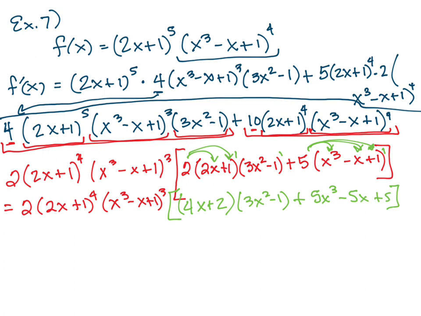Just trying to land where the book does. Here we're going to multiply the binomials. So we have 12x cubed minus 4x plus 6x minus 2. Y'all still with me? They're not all like this. This is the worst one we're going to do today, by far.